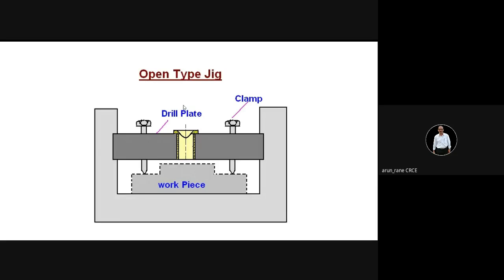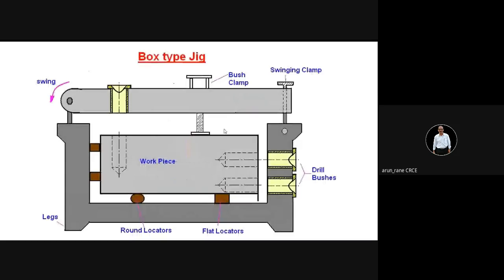Once the drilling is done, you have to lift this drill plate. There is a provision for automatic removal of this drill plate, and there is also a provision for swarf. Swarf means chips removal. You have a bigger hole drilled inside this plate, which is not shown, through which the chips will flow down. This is a box type of jig.